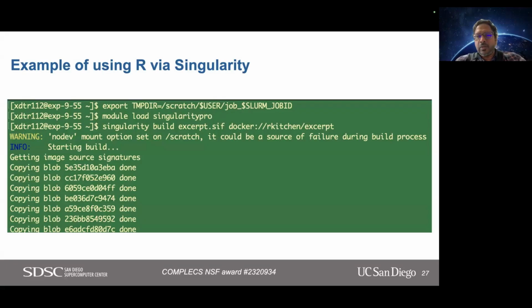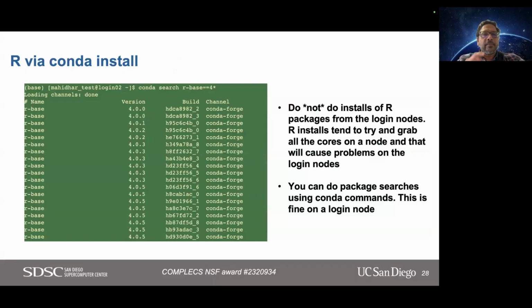And you need to do this only once. Once you have the image built, you can store that image in your home directory or in your Lustre directory, it doesn't really matter. And you can reuse that image for subsequent runs. So this is a one-time thing, essentially.